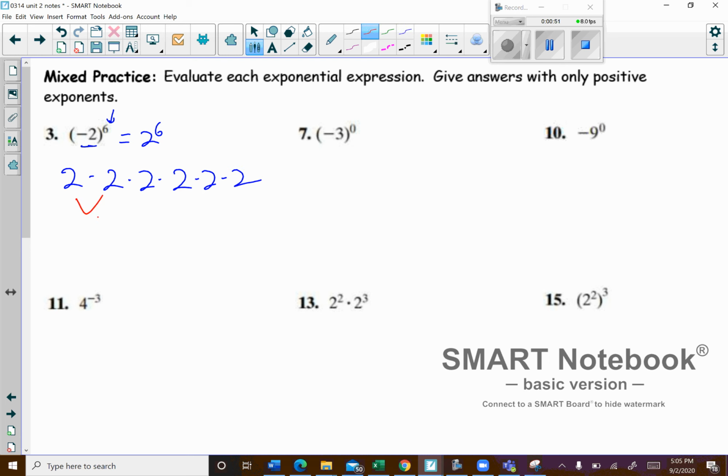And here we go. 2 times 2 is 4. 2 times 2 is 4. 2 times 2 is 4. 4 times 4 is 16. And then we got to multiply by 4 one more time. And that'll give us the 64 right there.